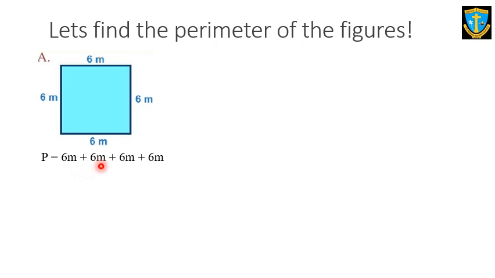So 6 meter plus 6 meter plus 6 meter plus 6 meter will give us 24 meter, singular meter, and m is in the short letter, small letter, and we write the unit only once for the answer.